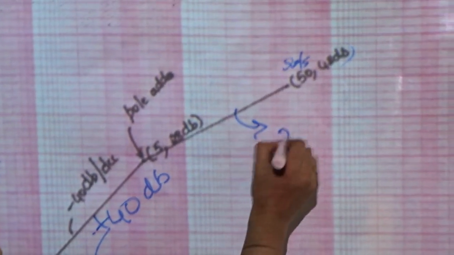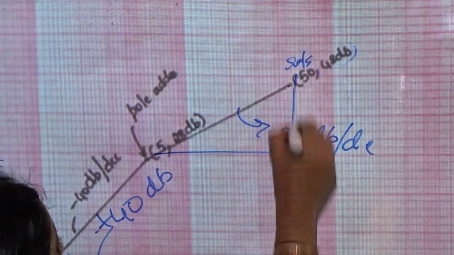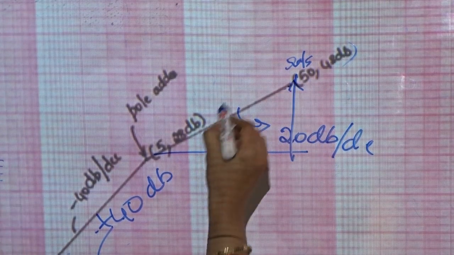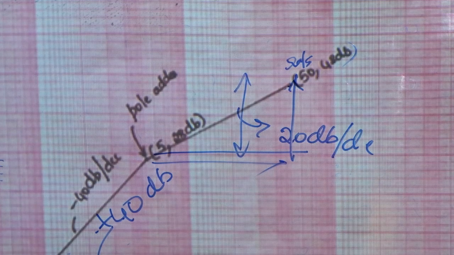Now join these two points. This is a slope of 20 dB per decade. Because what is the difference? If you see the y-axis difference, this will give you 20. This is at 1 decade.